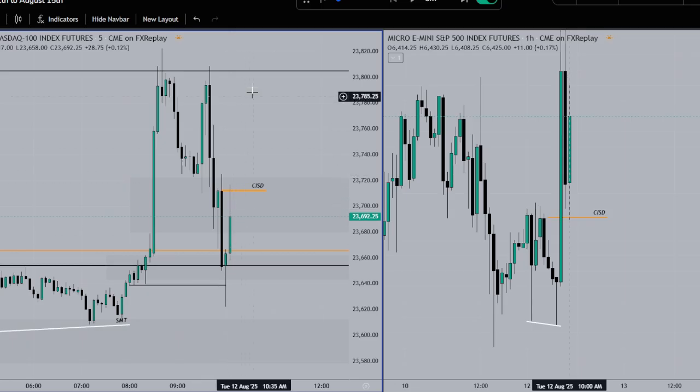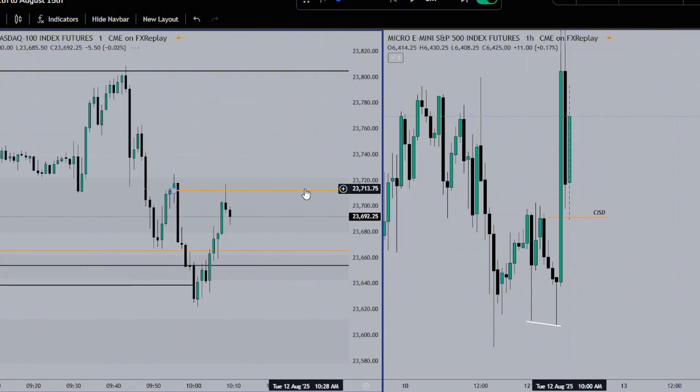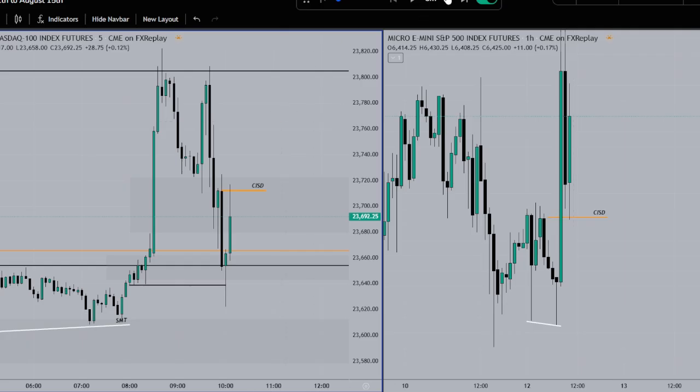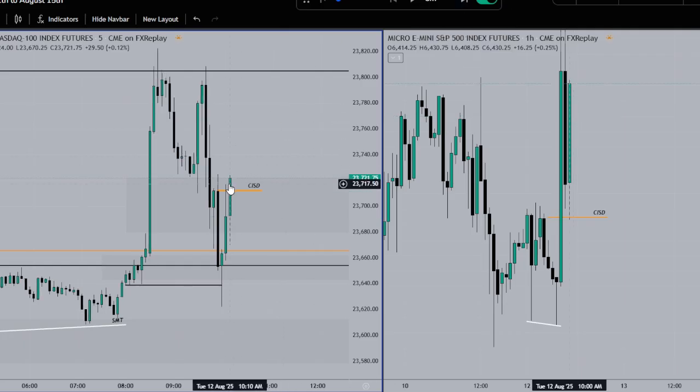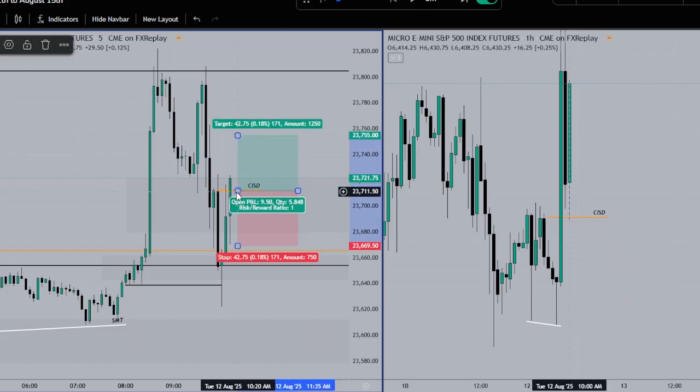Accumulation, manipulation, distribution, on a higher time frame. We also have that accumulation, manipulation, distribution on the lower time frame. And so I'm just waiting for that change in the state delivery now. So I think we actually do get that here. We will take our long position off here. Keep our stop. So this makes sense to me. This is my plan A.